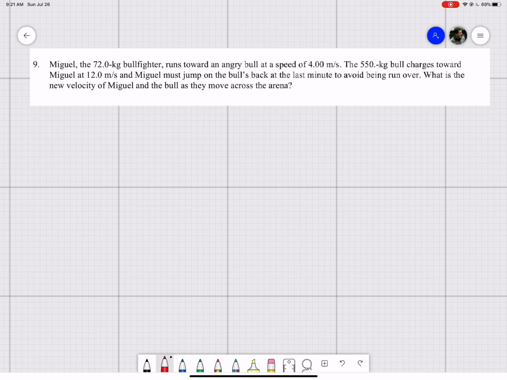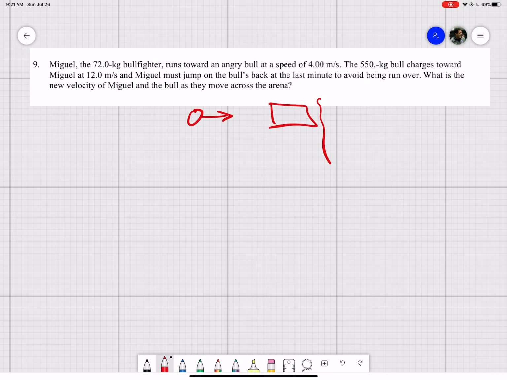So we have Miguel. Let me draw Miguel. Look at that. That's beautiful. And let's draw the bull. Wow, amazing. I know what you're thinking. This should really be in a museum, not on your physics problem. But, you know, that's the way it goes.